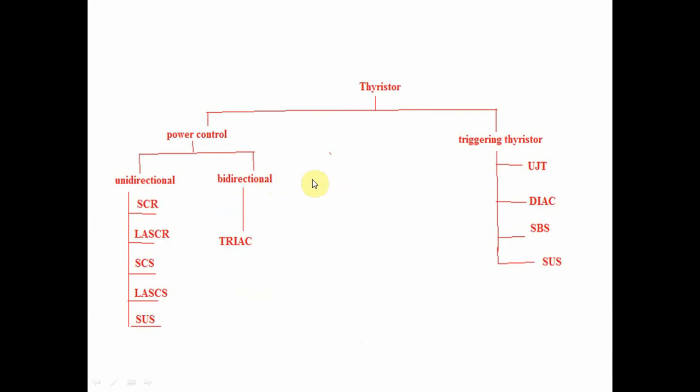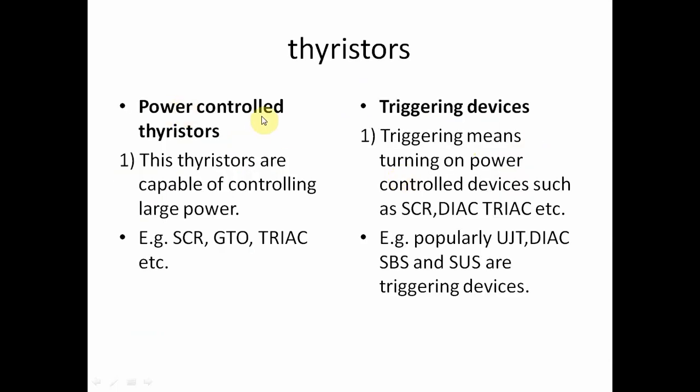See, these are the classification of thyristors. Thyristors are basically classified into power control thyristors and triggering thyristors. What is the meaning of power control thyristors? These thyristors are capable of controlling large power. Similarly, triggering devices are basically used to turn on the power controlled devices.